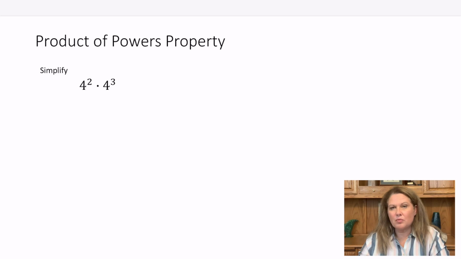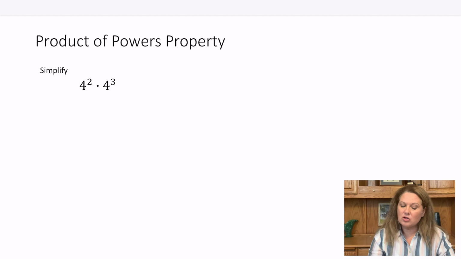Product of powers property. Well, we talked about powers the last couple of times, and we know a power is created using a base and an exponent. The term product means to multiply. So what if we are multiplying two powers together?